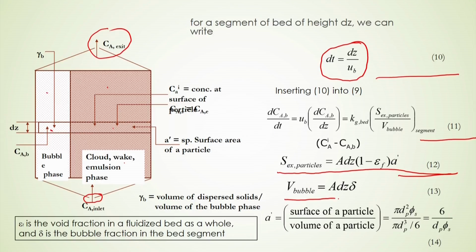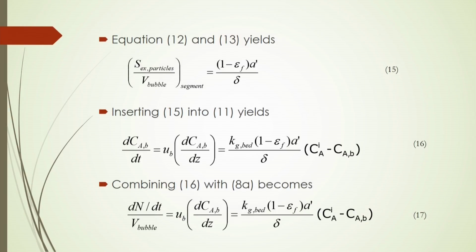Then it will be equal to the bubble volume, that will be equal to A into dz into delta, and A dash can be defined by equation number 14. After substitution of this equation in equation number 11, you can get equation 15. Inserting this 15 into 11 yields this final equation 16, and combining this 16 and 8a, it will become equation number 17 after simplification.